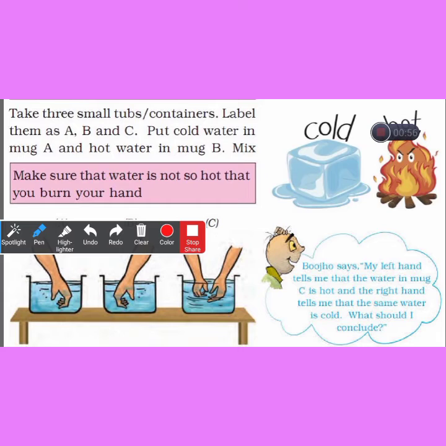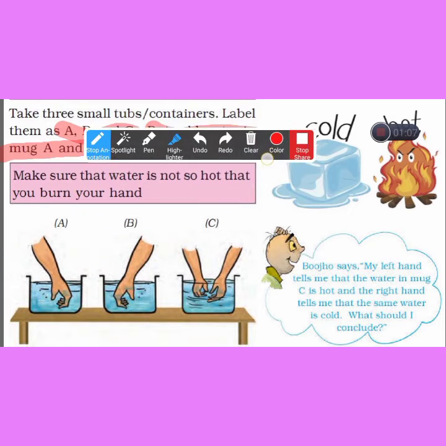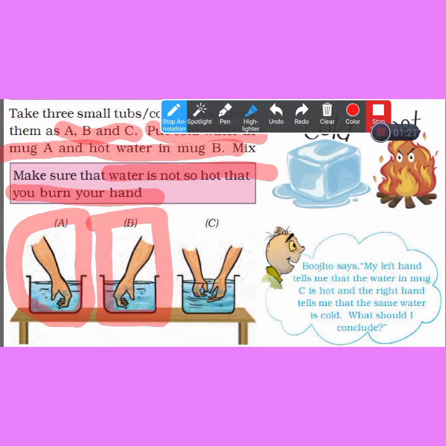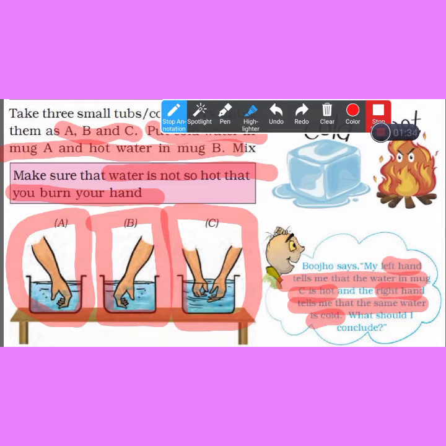Take three small containers and label them A, B, and C. Put cold water in A, hot water in B, and mix in C. Make sure that the water is not so hot that you burn your hand. Put one of your hands in hot water and the other in cold water. Then put both of them in normal water. You will observe that your left hand will tell that the water in mug C is hot, and the right hand will tell that the water in the same mug is cold.